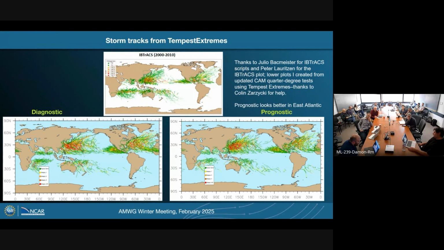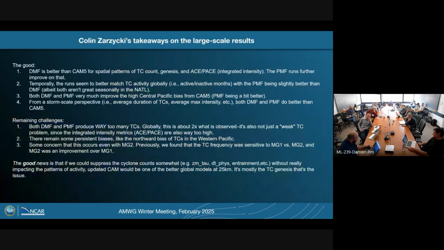So this is just a brief look at what these storm tracks look like in these two 10-year simulations. Just wanted to give a sense of that. Colin looked into this in a little bit more detail once the runs were completed, and I wanted to give a little summary of some of the things that he pointed out.